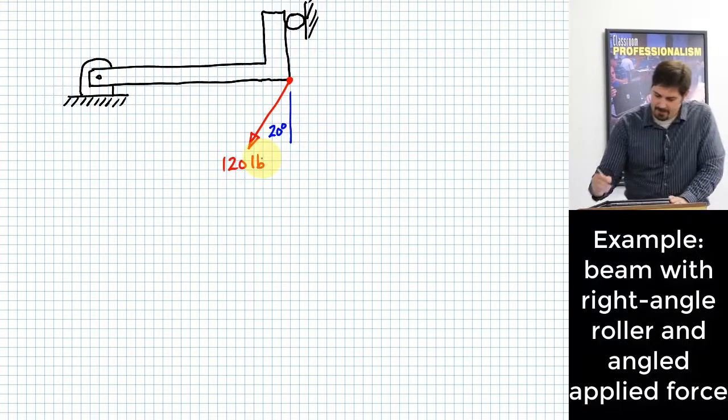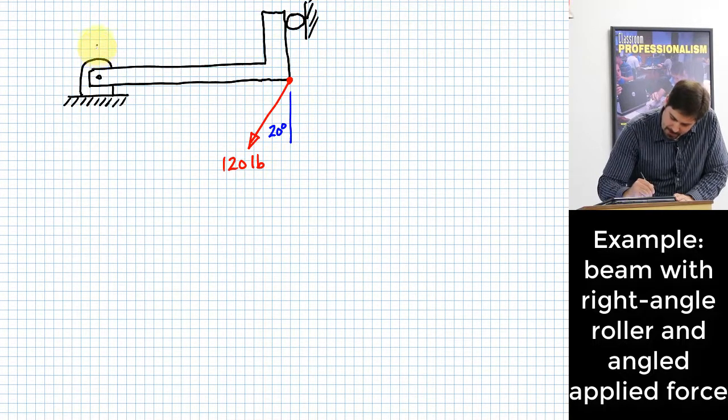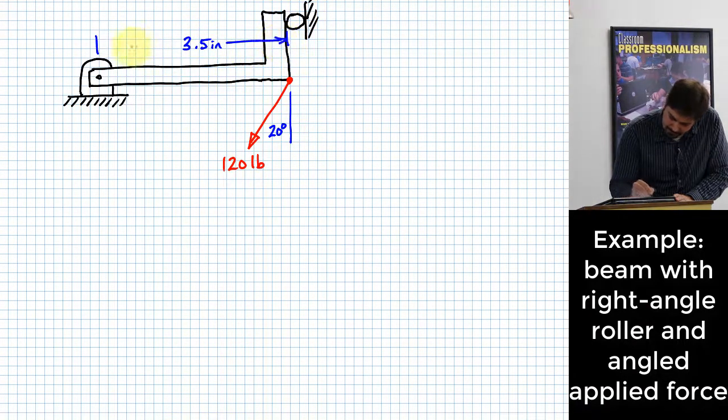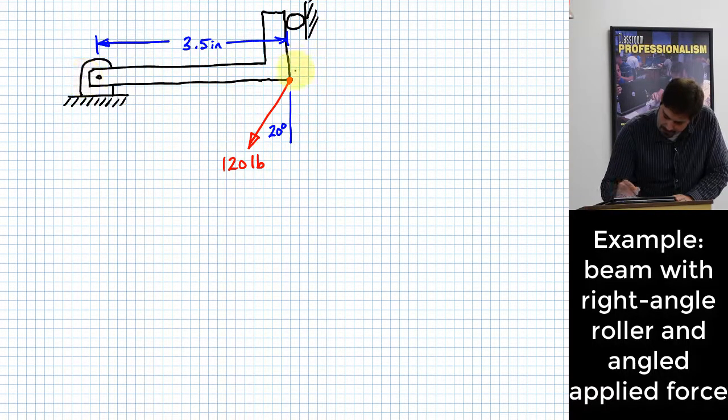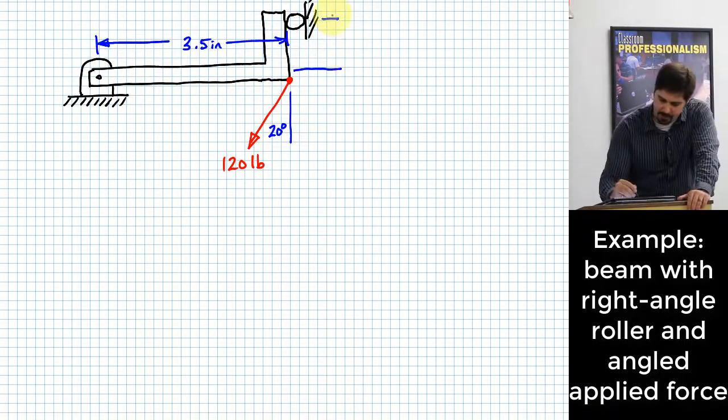Works for me. All right, and so we need another couple of things as well. How far is it from the pin to where these two forces happen over here? How far is that? Okay, 3.5 inches. The other thing I'd like to do is how far is it from the pin up to the roller? 2 inches. No, that seems too much. How about 1.5?